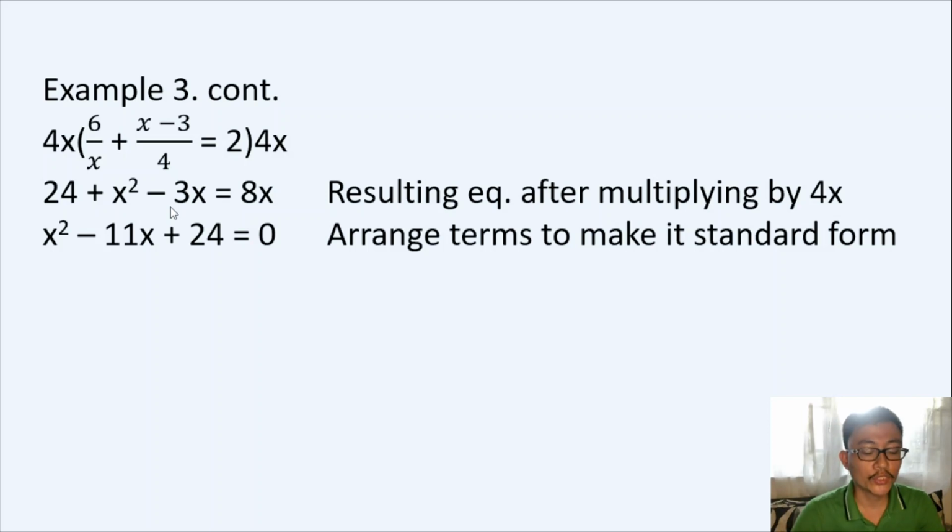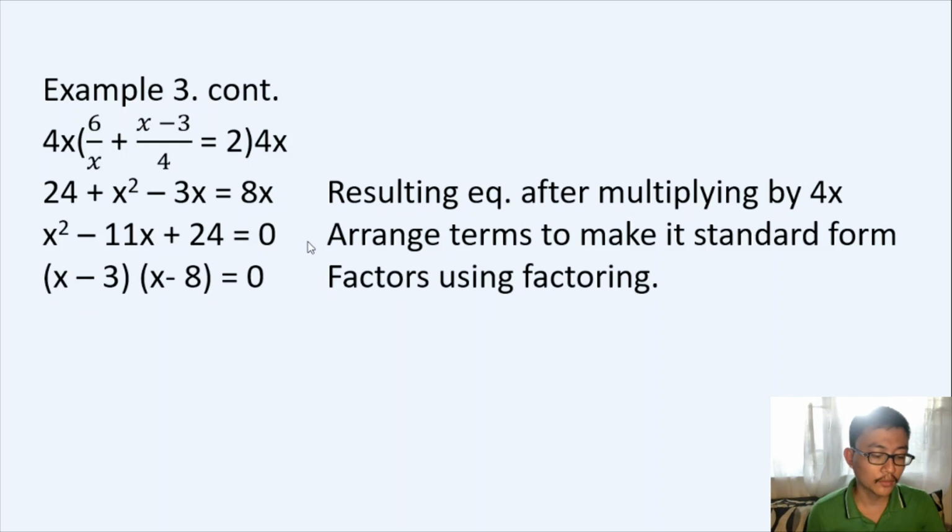Then, we just arrange the terms to make it standard. So, syempre, unahin natin yung x squared sa unahan. Minus, actually, that's 3x. Negative 3x minus 8x, kasi lilipat din natin yung 8x. Kaya magiging negative. So, negative 11x plus, ilagay natin yung 24 sa dulo, equals 0. So, the standard form now is x squared minus 11x plus 24 equals 0. So, yan na yung ating standard form. Transform na natin siya.